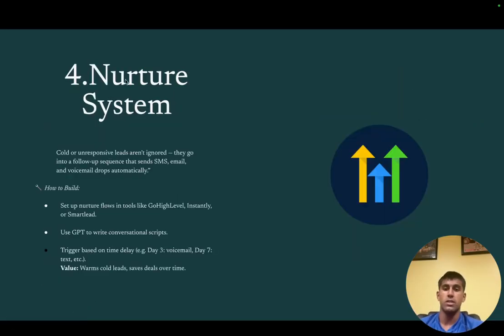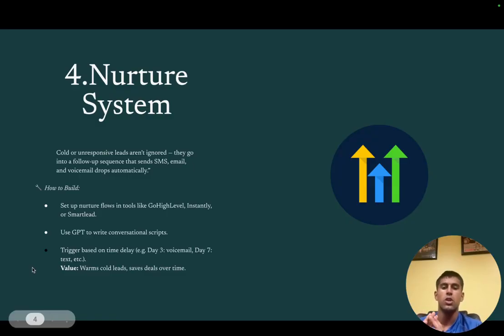The next thing is nurture systems. So cold or unresponsive leads aren't ignored. They go into a follow-up sequence that sends SMS, email, and voicemail drops automatically. So how would you go about building this? You would set up nurture flows in tools like Go High Level, Instantly, or Smart Lead. Use ChatGPT to write the scripts and then trigger based on timelines.